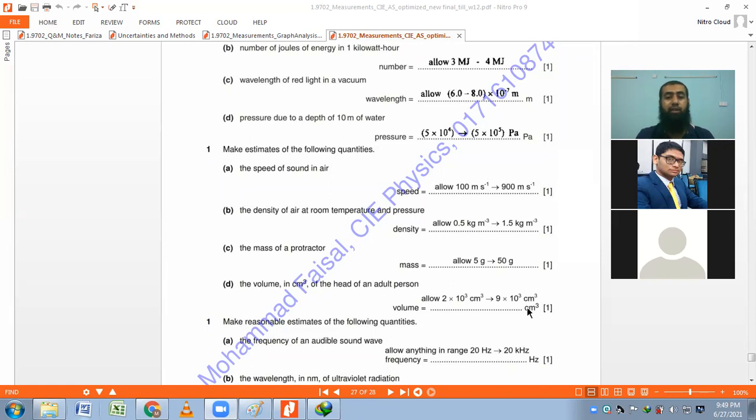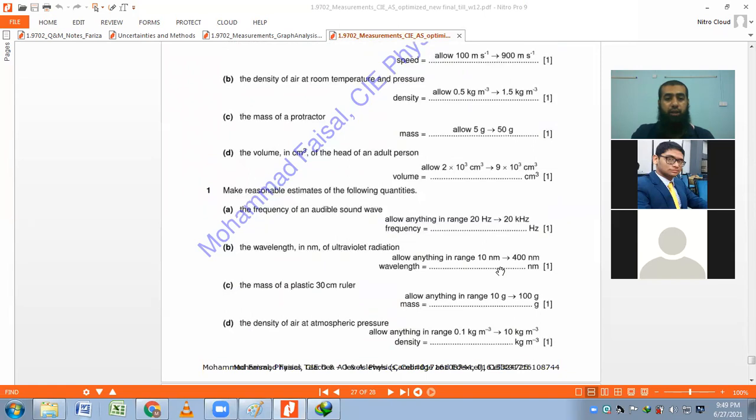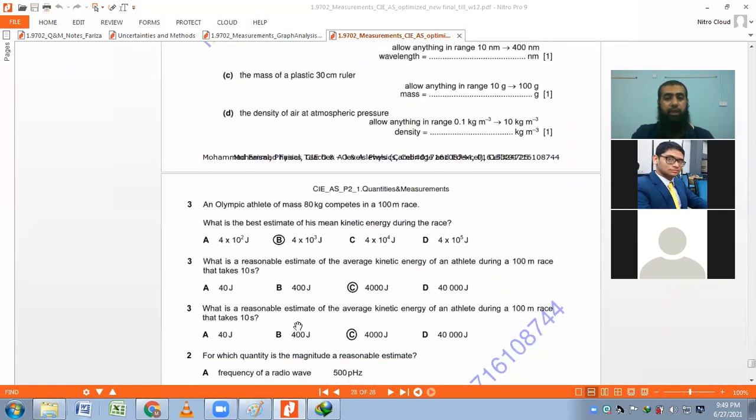So you might actually find one of these questions over here. What is the reasonable estimate for the average kinetic energy of an athlete during a 100-meter race that takes 10 seconds? This question actually showed up in a lot of cases. And a similar question over here: an Olympic athlete of mass 80 kg completes a 100-meter race. What is the best estimate of his mean kinetic energy? If you can guess the mean kinetic energy, you can write that answer over here. Many of these questions do get repeated a lot of times.